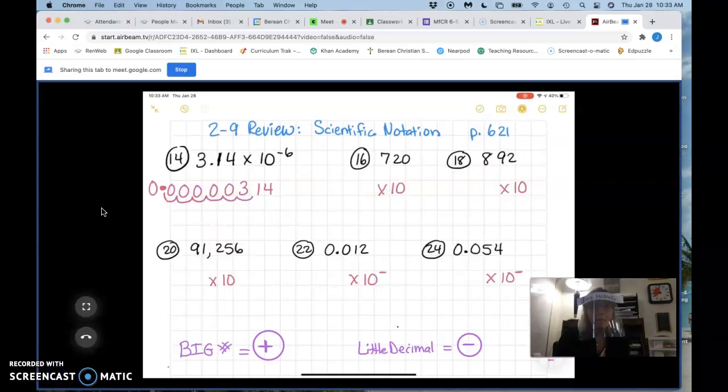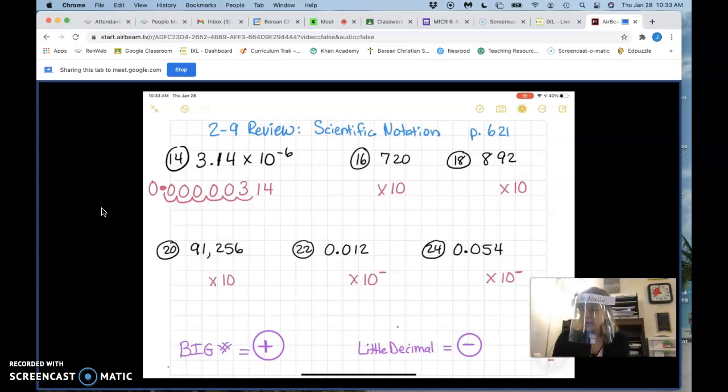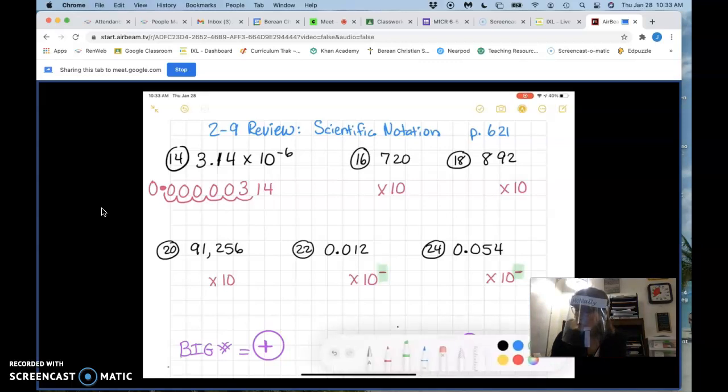Okay, so we are taking numbers from standard form and putting them into scientific notation. And we already put our times 10 for every single problem. And we also went in and we put a negative on number 22 and 24 because they started with a small decimal. When it starts with a small decimal, we know we have to have a negative exponent. So let's go back to number 16 now.